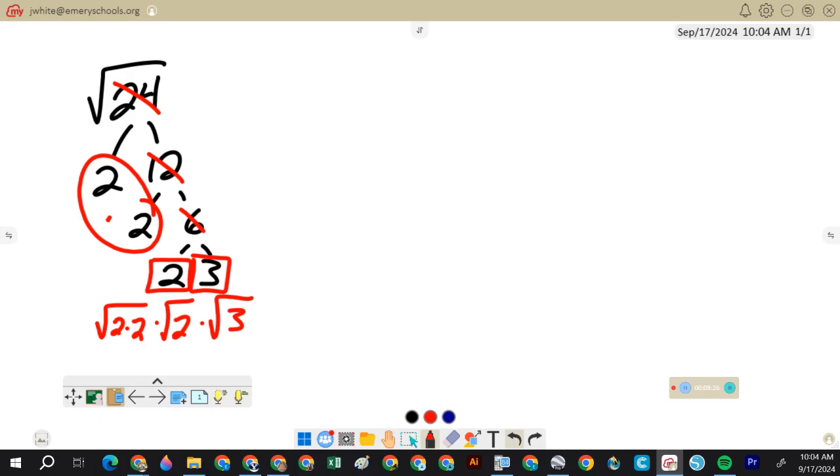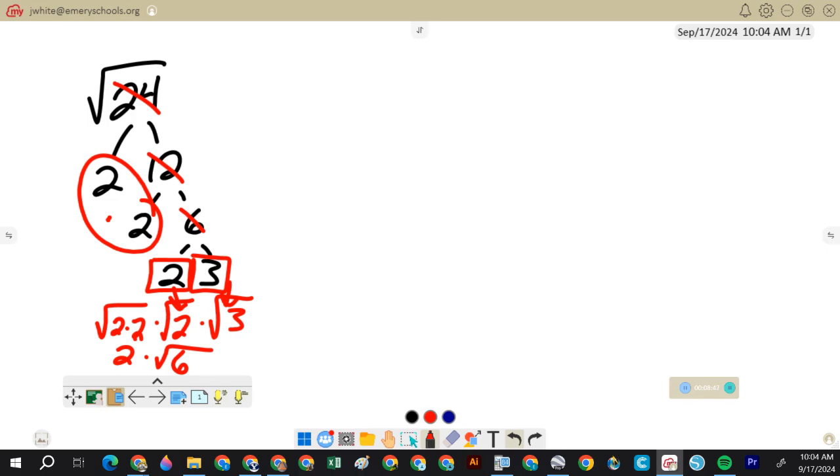Well, what is the square root of 2 times 2? It's the square root of 4, so 2, and this doesn't simplify and that doesn't simplify. What is 2 times 3? 6. Okay?